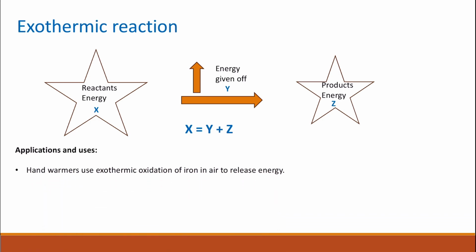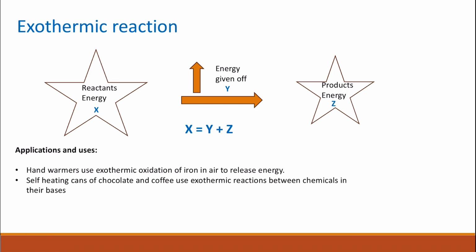There are also applications and uses for these types of reaction. For example, the use of hand warmers. Hand warmers use exothermic oxidation of iron in air to release energy. Also, self-heating cans of chocolate and coffee use exothermic reactions between chemicals and their bases.